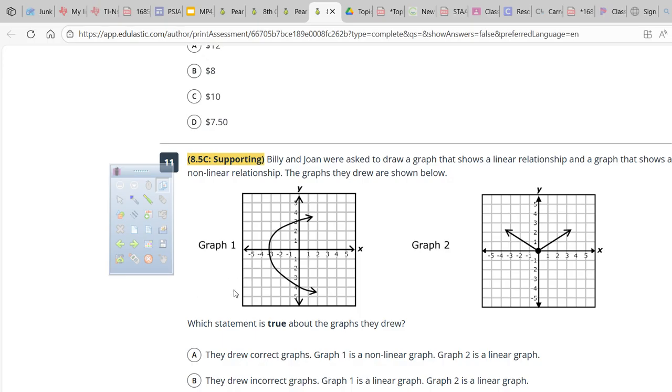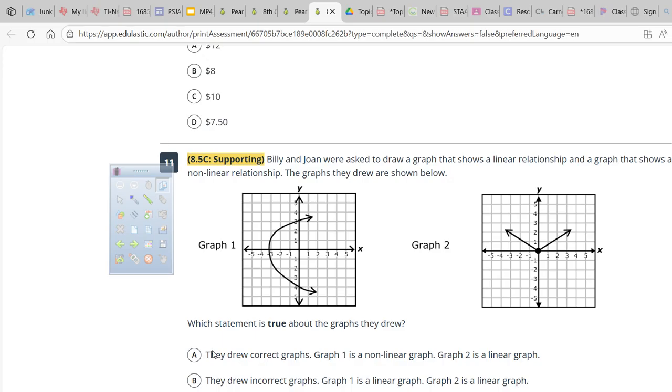So did they draw correct graphs? Graph 1 is nonlinear, graph 2 is linear. Or incorrect graphs, because that one's not a linear relationship. Graph 1 is linear? It is not linear. That's not linear at all. They're both incorrect. Let me see.